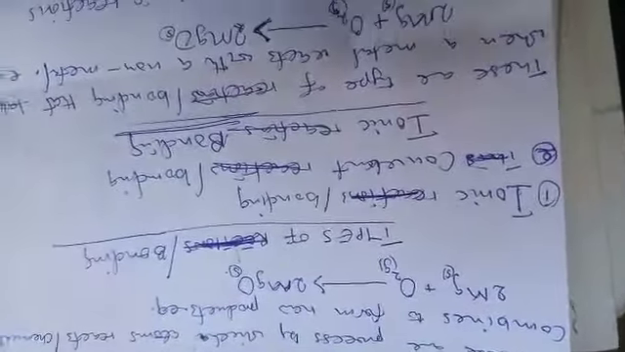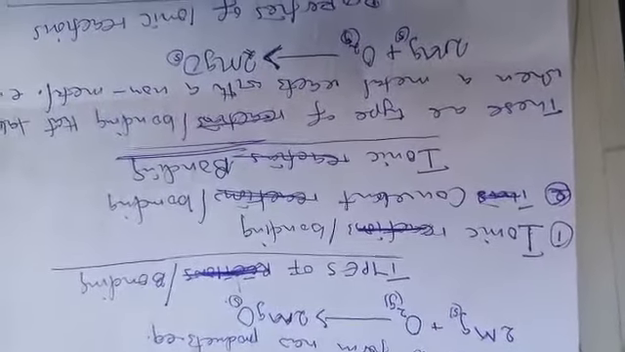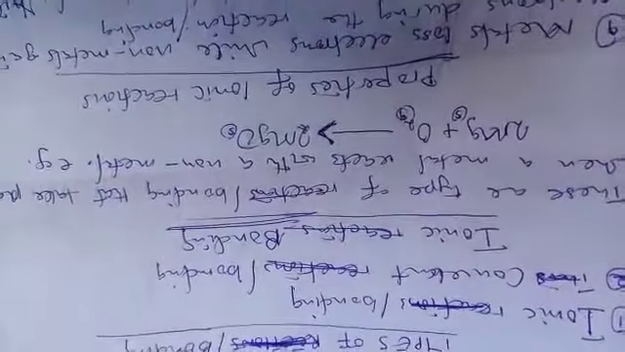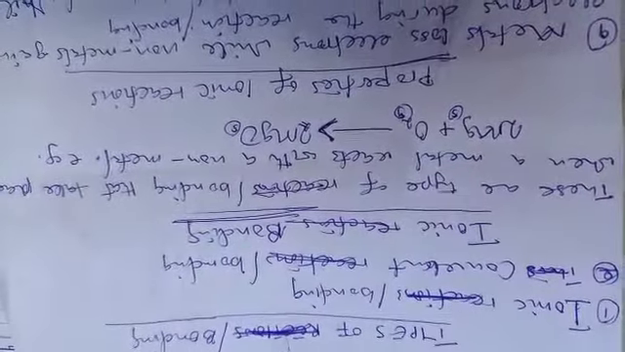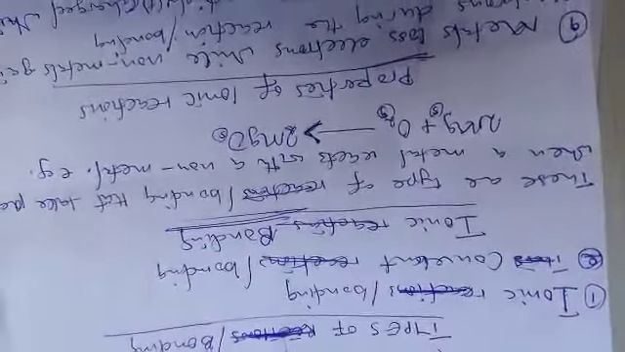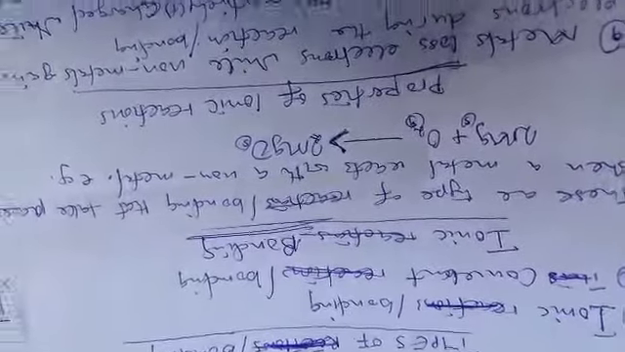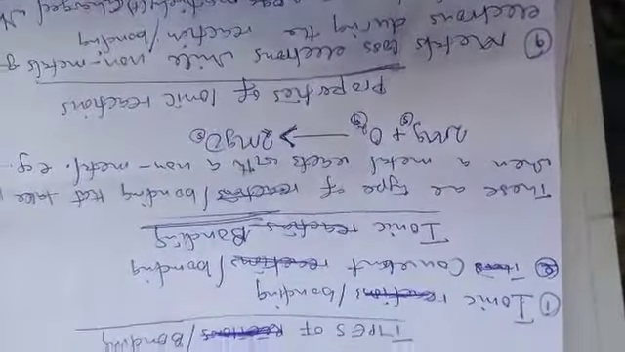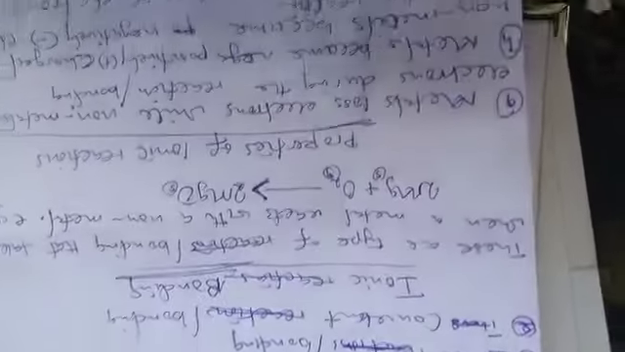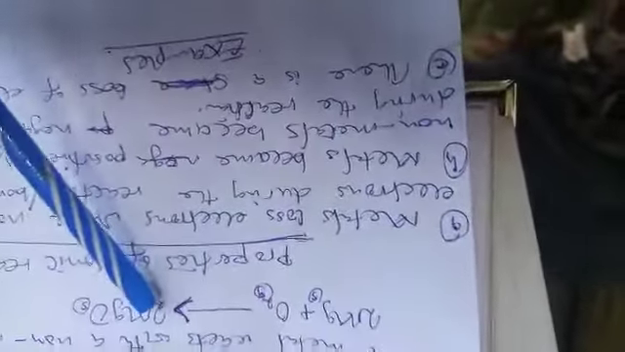So there are types of chemical bonding. We have ionic bonding and covalent bonding. Ionic bonding is the type of bonding that takes place when a metal reacts with a non-metal. Here we have magnesium reacting with oxygen, producing magnesium oxide. This type of bonding between magnesium and oxygen, we call ionic bonding. So what are the properties of ionic bonding?